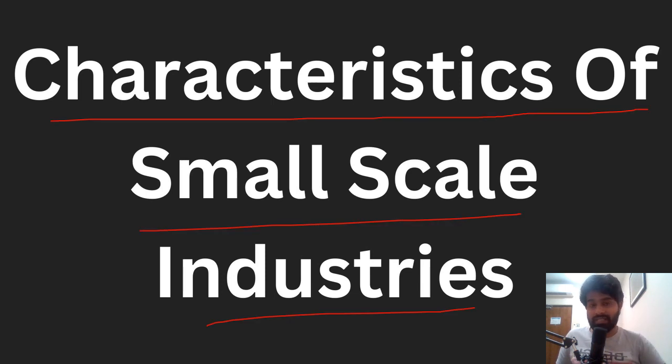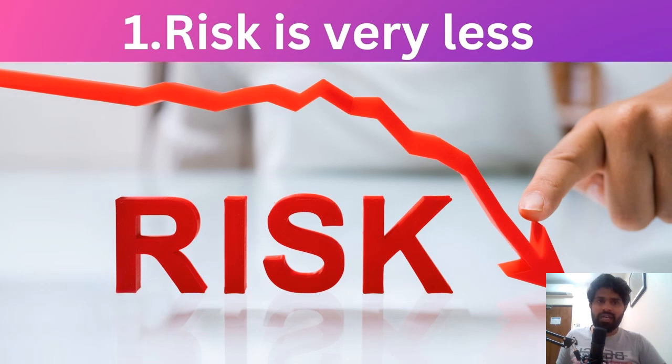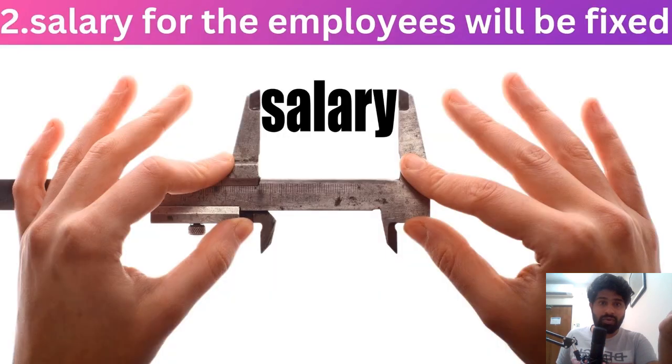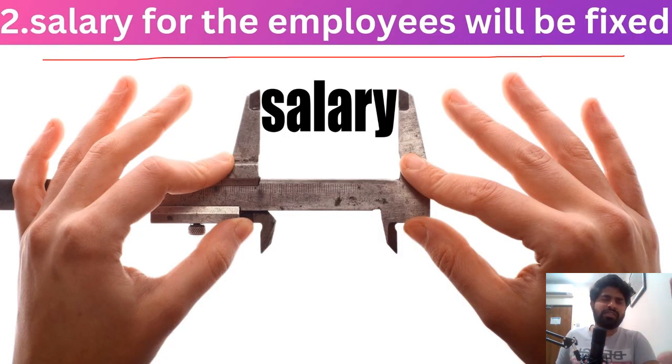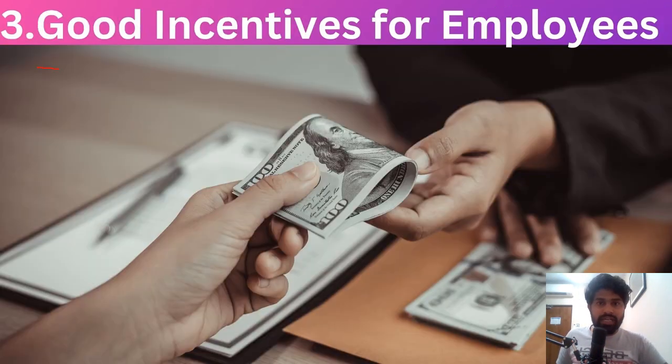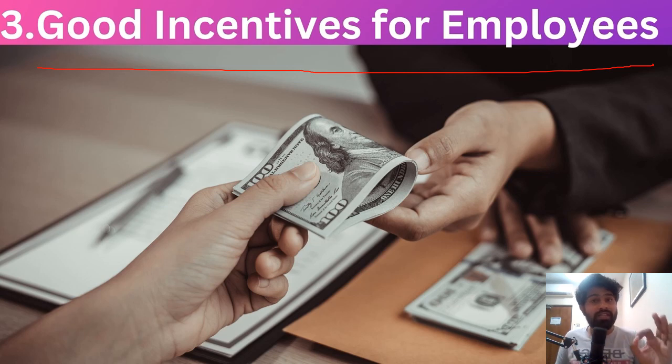Next, we have to see the characteristics of small scale industries. First, risk is very less because we will have less investment. Salary of the employees will be fixed, because there is not much growth in their industry, and not much profit as compared to the large industries. Next, good incentives for the employees. Employees will get good incentives based on extra work, hard work, or recognition from the management.